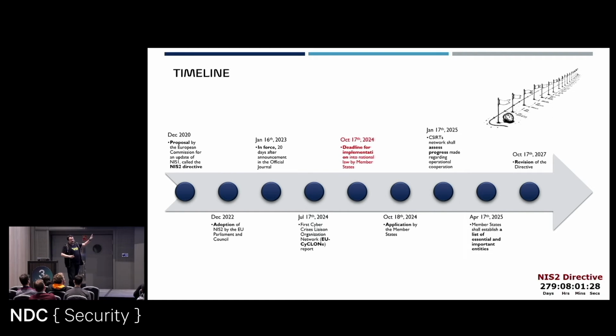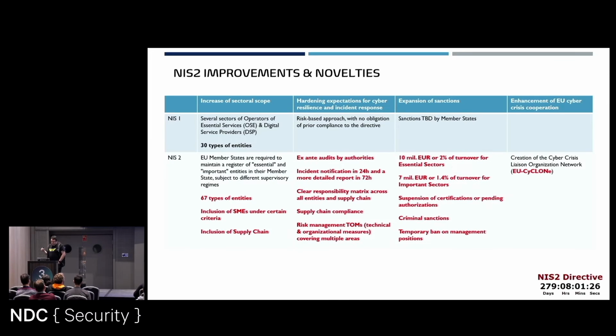So this is kind of the timeline that we're looking at right now. Now, when it comes to improvements and novelties, I've marked them on the slide. NIS1 had 30 types of entities that would have been covered or are covered, because that's in effect right now. NIS2 comes with 67, so that's fairly extended. They also include small and medium enterprises under certain conditions, and we'll talk about that in a minute. They also include the supply chain.